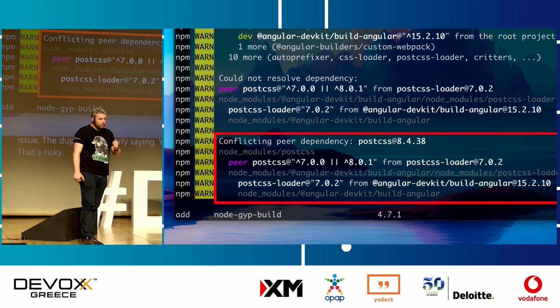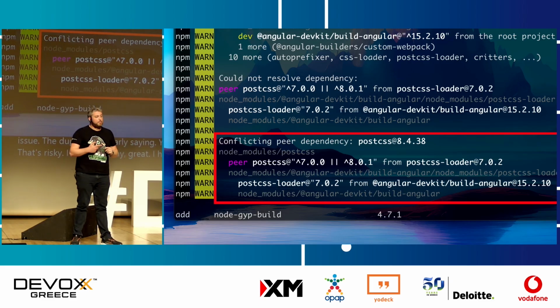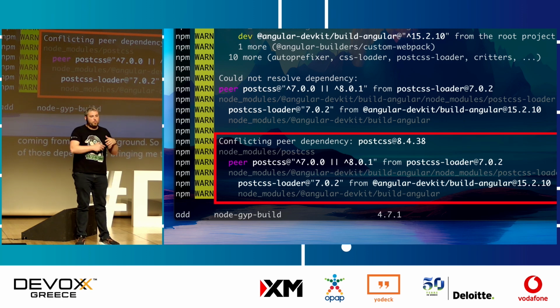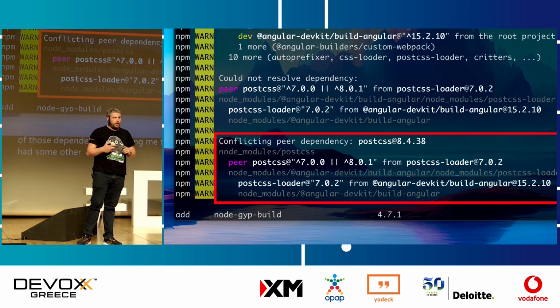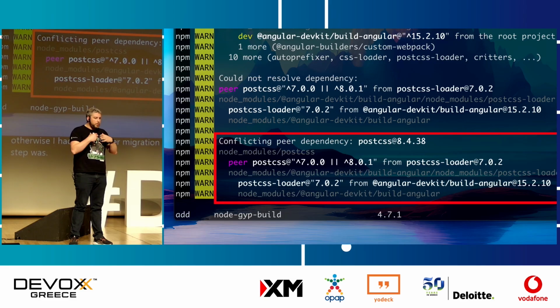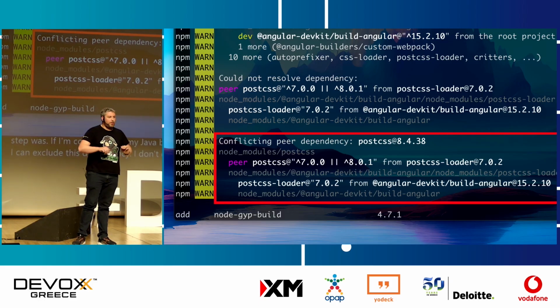I was like, okay, great. I have this issue, how can I fix it? So I'm coming from a Java background. My first thought was, can I upgrade one of those dependencies bringing me this? No, I couldn't, because otherwise I had some other migration to do, so I didn't want to do that. The next step was, coming from my Java background, if I'm using Maven, I can exclude this dependency, I don't care. But out of the box, npm doesn't allow you to do that.